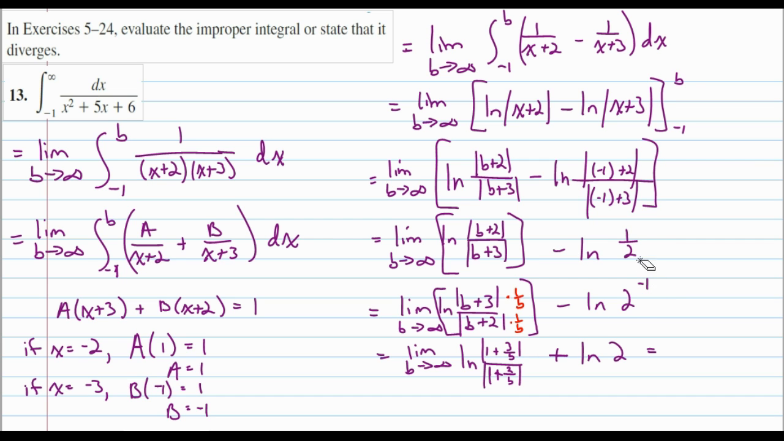Now I took this natural log of 1/2, which is really the natural log of 2 to the negative 1, put the negative 1 out as a coefficient, so I have plus natural log of 2. Now the limit as b approaches infinity of the natural log of 1. Natural log of 1 is 0 plus the natural log of 2, so it's just the natural log of 2 units. So the area under the curve of this rational expression from negative 1 to infinity is the natural log of 2.